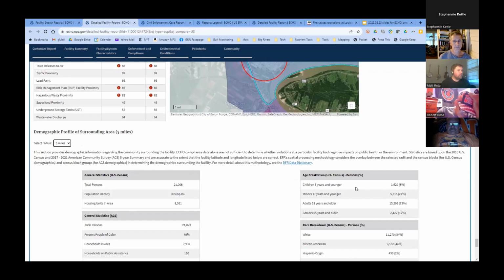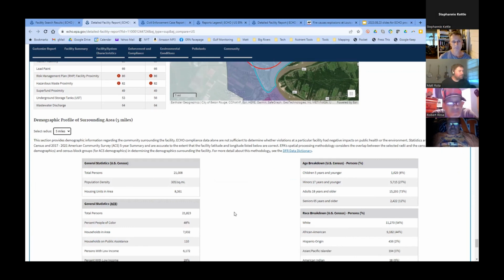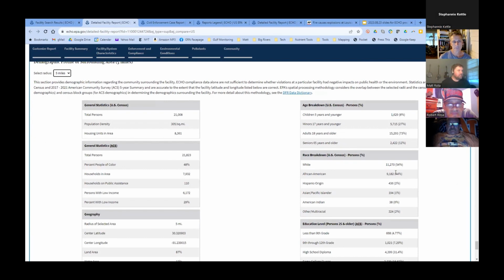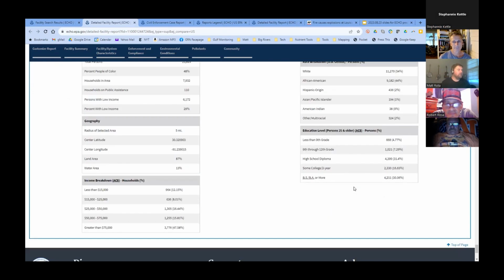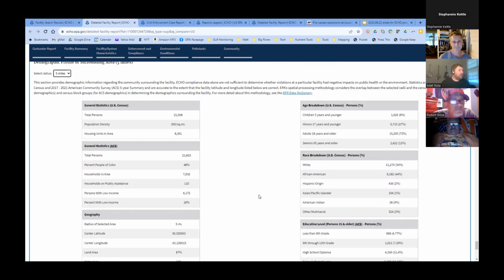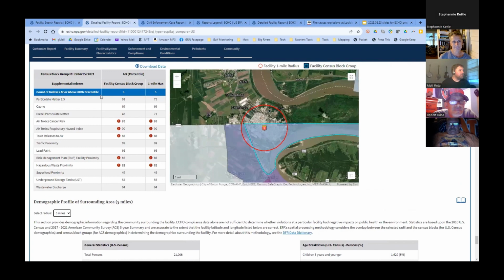And it will tell you all of this information: how many people live there, education level, racial breakdown, income breakdown. And then up here, this is kind of the aggregates. So within a mile, this facility is very high. This is the US percentile.